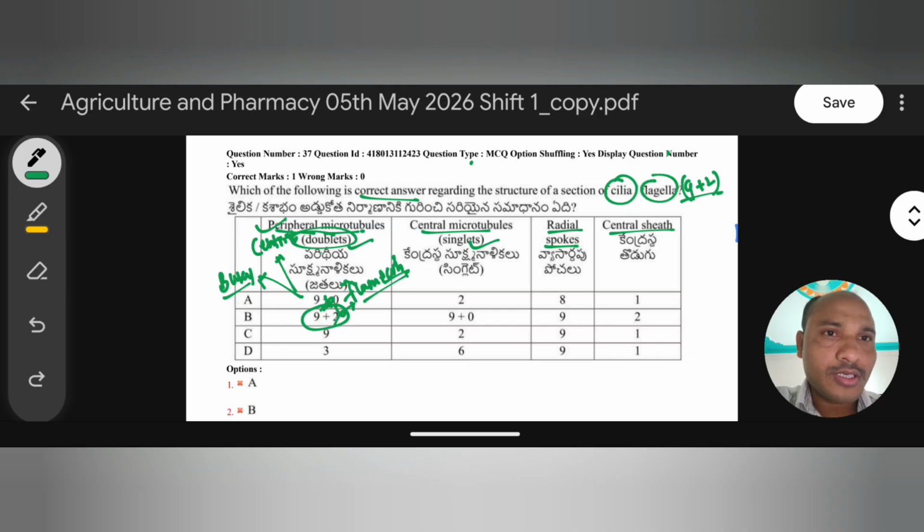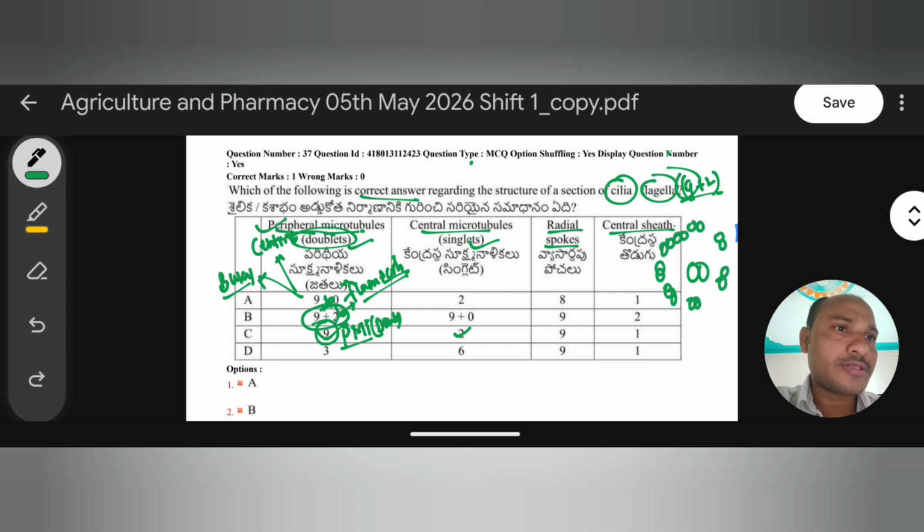See here, how many peripheral microtubules are there? 9. These 9 represent the peripheral microtubules, present as doublets. And how many central microtubules are there? 2, as we just discussed. So at the periphery we have 9, and at the center we have 2.